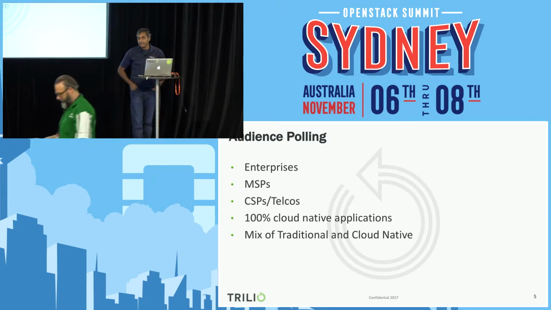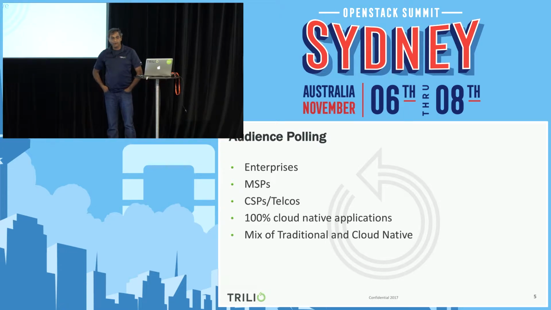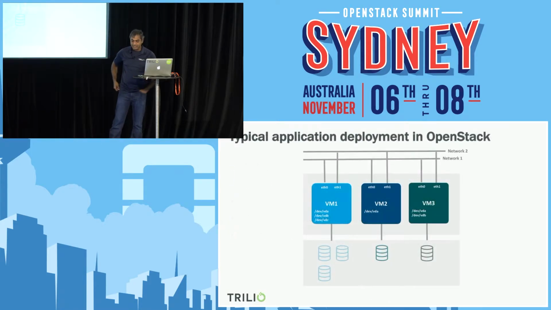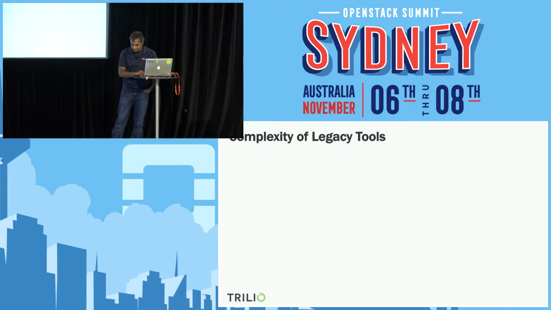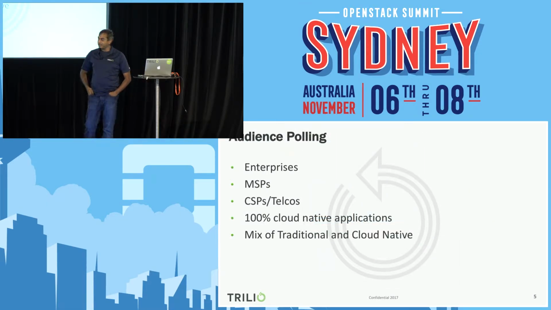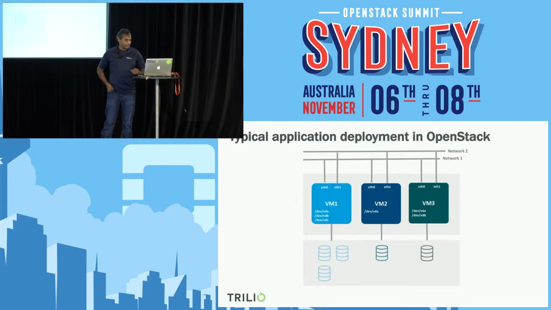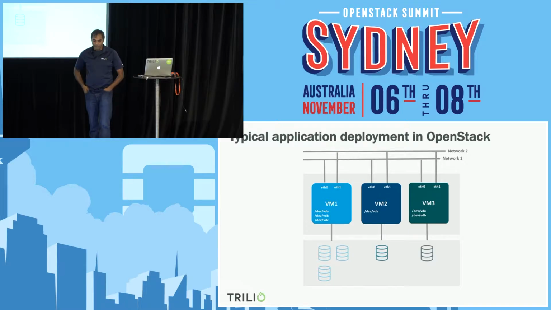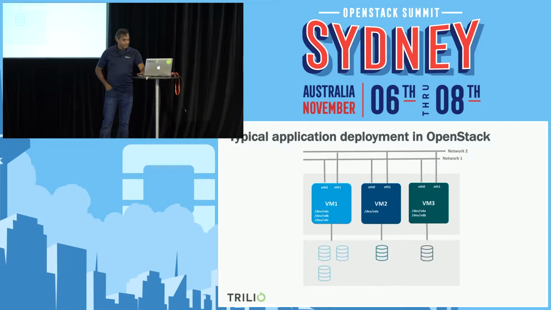So more often than not, people deploy OpenStack not just for cloud-native applications, but mostly for a mix of traditional and cloud-native applications. So when it comes to an OpenStack deployment, typically you deploy these applications with multiple VMs, you have your own network that you provision, and you have a lot of storage that you provision. That is your application container, right?